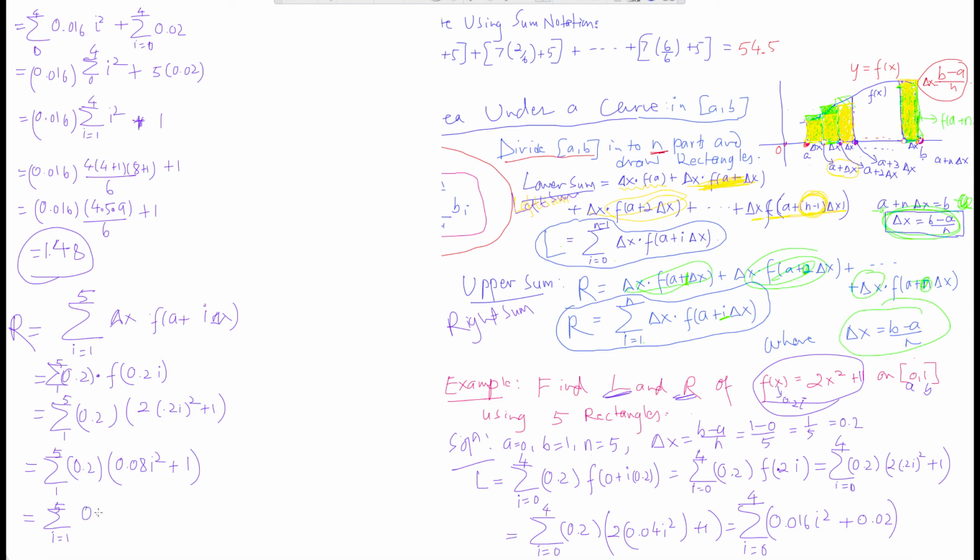So 0.016i squared and then plus 0.0... So all of these must be 0.2, not 0.02. So this must be 0.2. All these must be 0.2. All right, the answer is correct though. Okay, so this must be 0.2 as well.